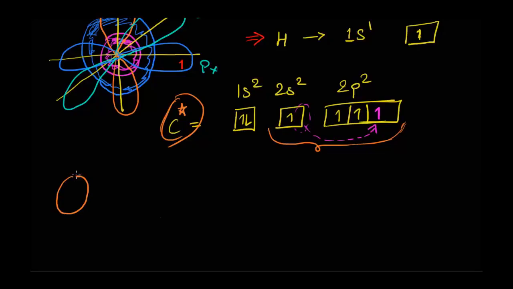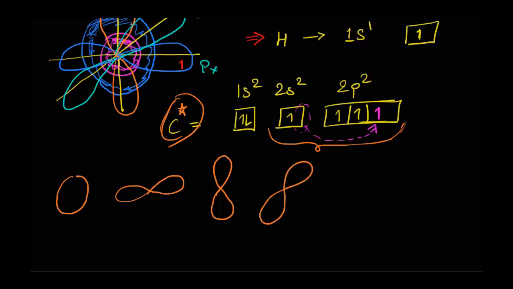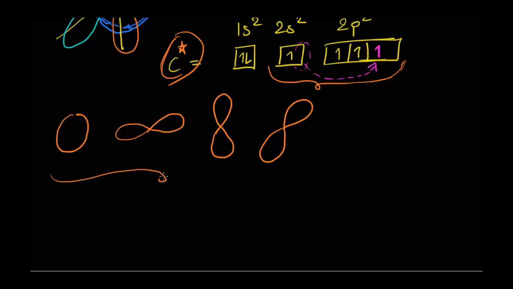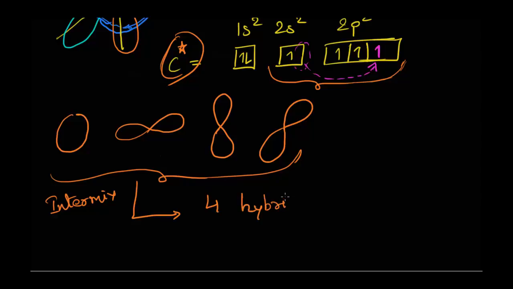My 2s orbital will look something like this. Now I have 3p orbitals, which look something like this, and this. This 2s orbital and these 3p orbitals intermix together and give me 4 hybrid orbitals of equivalent energies.